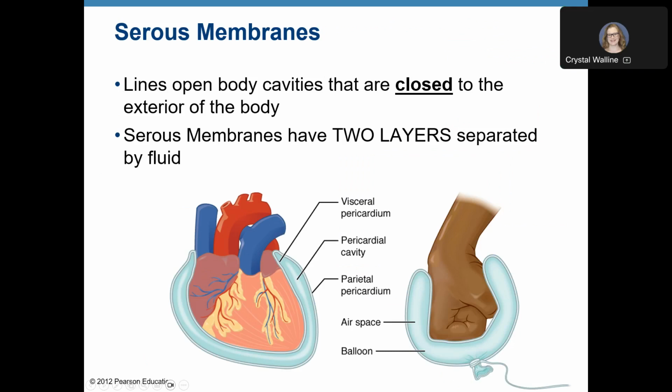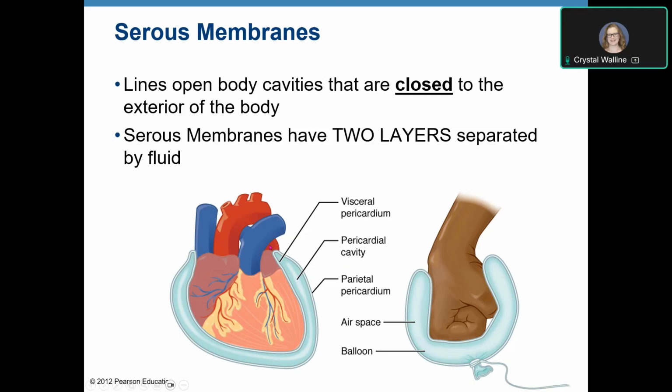Now we're going to move on to serous membranes. Serous membranes line body cavities that are closed to the exterior of the body. And they are a double layered membrane. Within that double layer, you will find serous fluid. This fluid has a composition that's similar to the liquid portion of your blood or your cerebral spinal fluid.